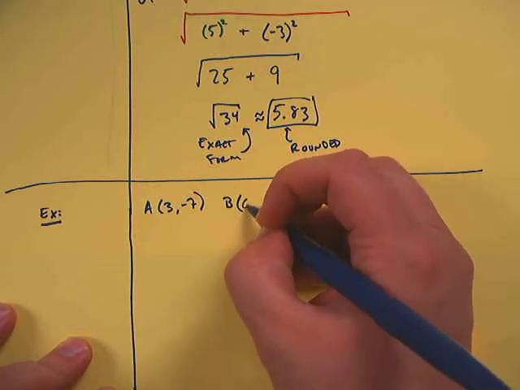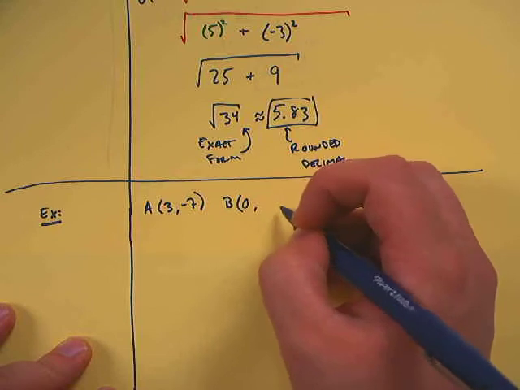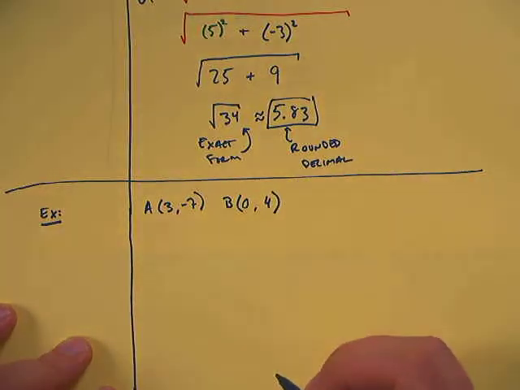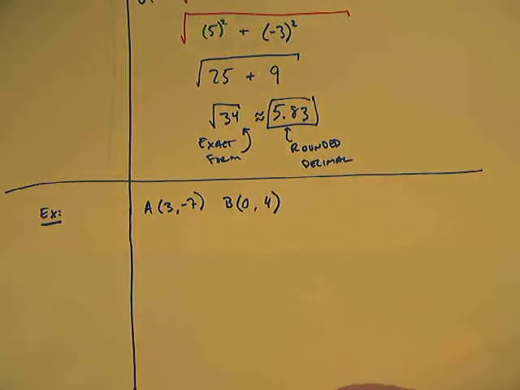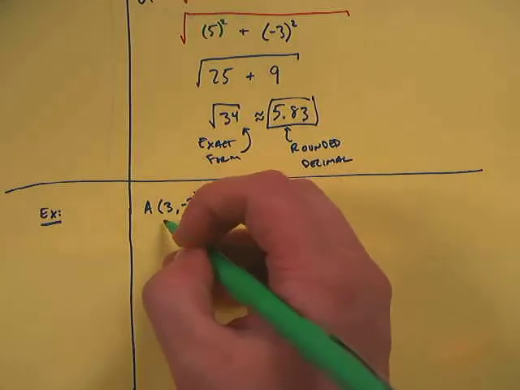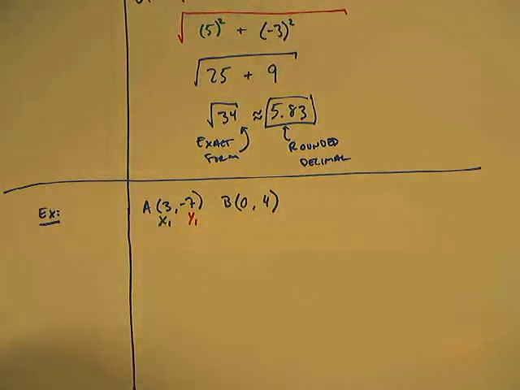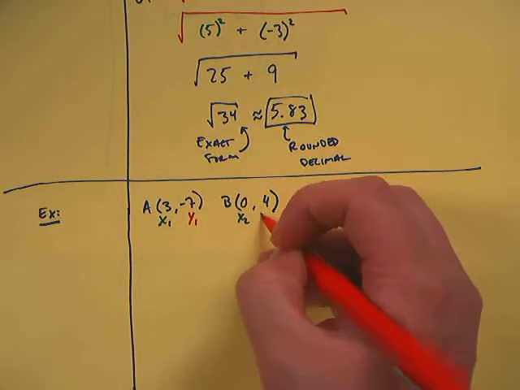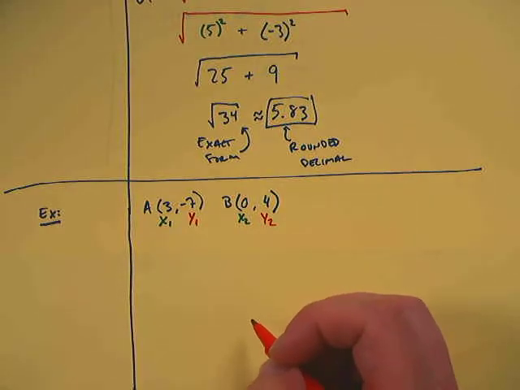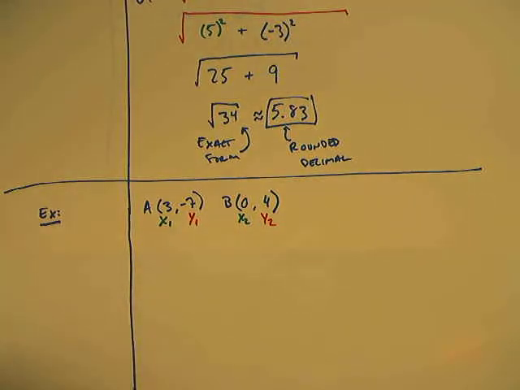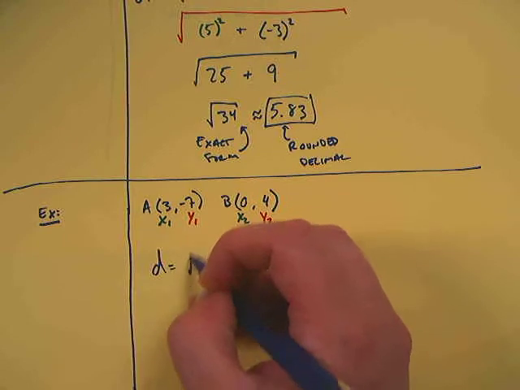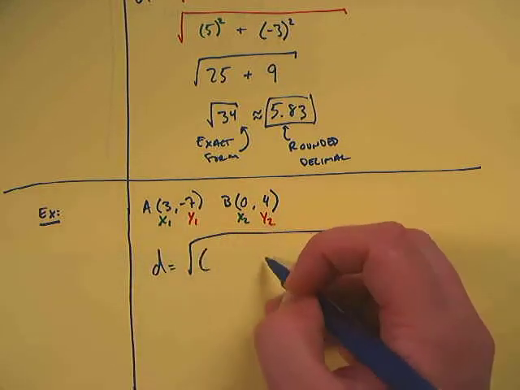But anyway, this time we'll have point A be 3, -7, and point B will be 0, 4. And we want to find the distance between those 2 points. So we're going to do the same exact process that we did last time. First, we got to label our points. x1, y1, x2, y2.